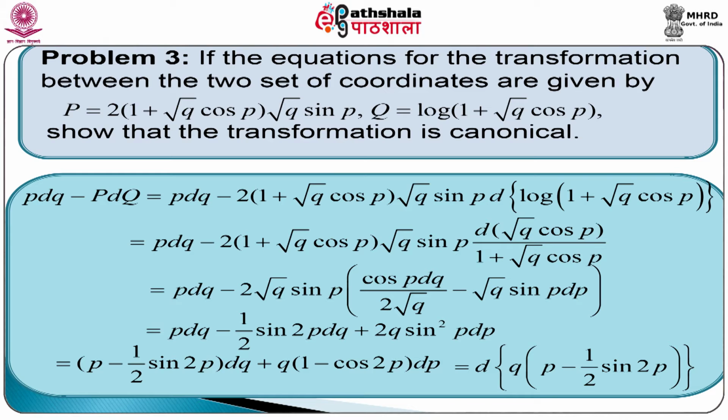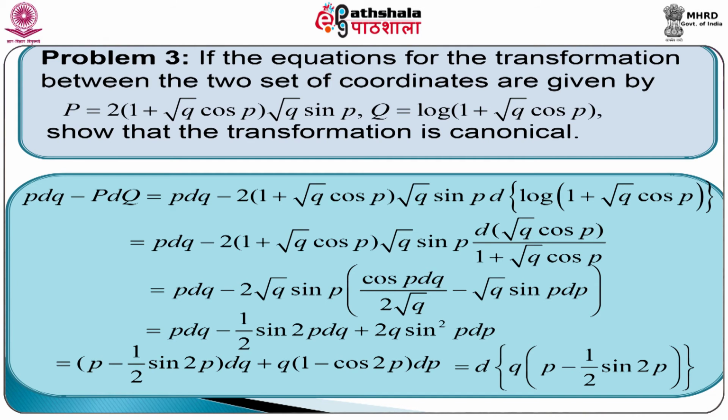Substituting capital P and capital Q from the given expression, we get the right hand side portion. After calculating the differential, we can get the next line. On simplification, we get the third line. After substituting the differential of root q into cos p, we get the third line, which can be simplified and written in the fourth line of the right hand side.